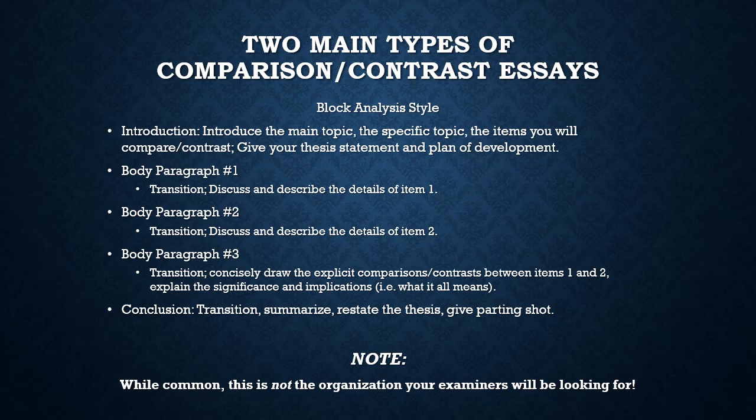Then, when you transition into body paragraph 2, you discuss and describe the details of item 2. Again, you're not going to go back and mention item 1 or make any explicit comparisons or contrasts. You're just going to say, this is item 2. This is all the details of item 2. Then when you get into body paragraph 3, this is where the work begins. You transition and you concisely start drawing those explicit comparisons or contrasts between items 1 and 2, and you explain the significance and the implications, basically what it all means.